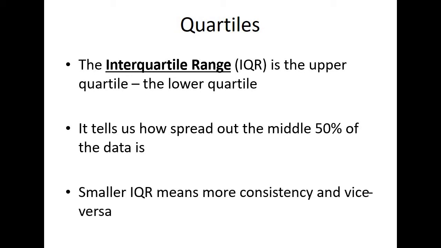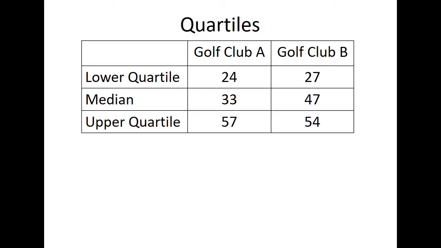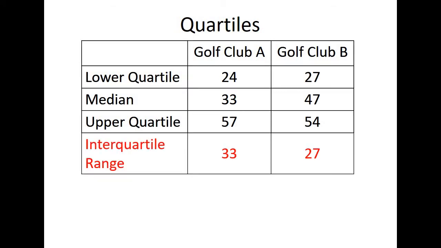So a smaller IQR means that the data is more consistent, it's less spread out. Higher IQR would mean it's more spread out. Okay, so if we look at our golf clubs, we can see from taking away the lower from upper quartiles that the interquartile ranges of 33 and 27. And this shows us that the data, or that the ages, which is what this refers to for Golf Club A, are more spread out than the ages for Golf Club B.